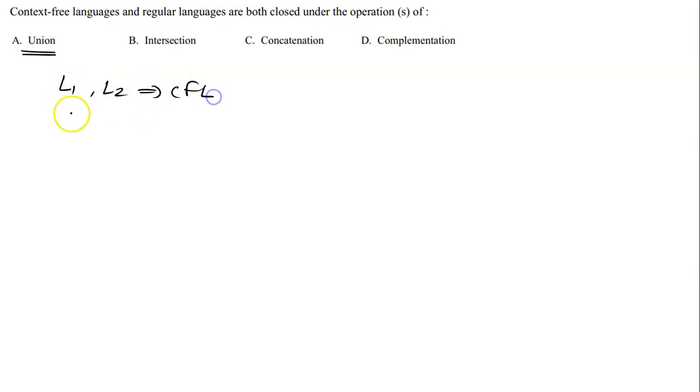Let's assume they are CFL. Because L1 is CFL, we have a CFG G1, and because L2 is CFL, we have a CFG G2. So these are the CFG, context free grammar. Now very easily we can construct the context free grammar for L1 union L2.